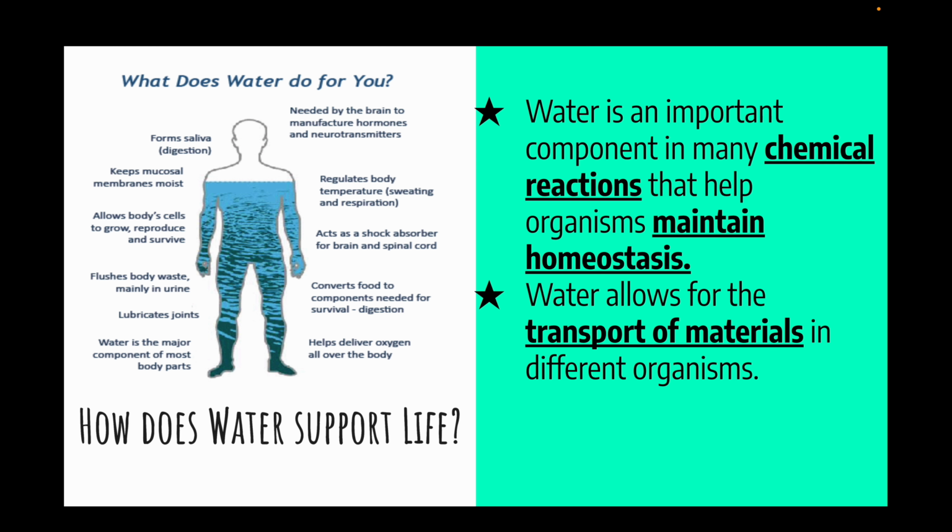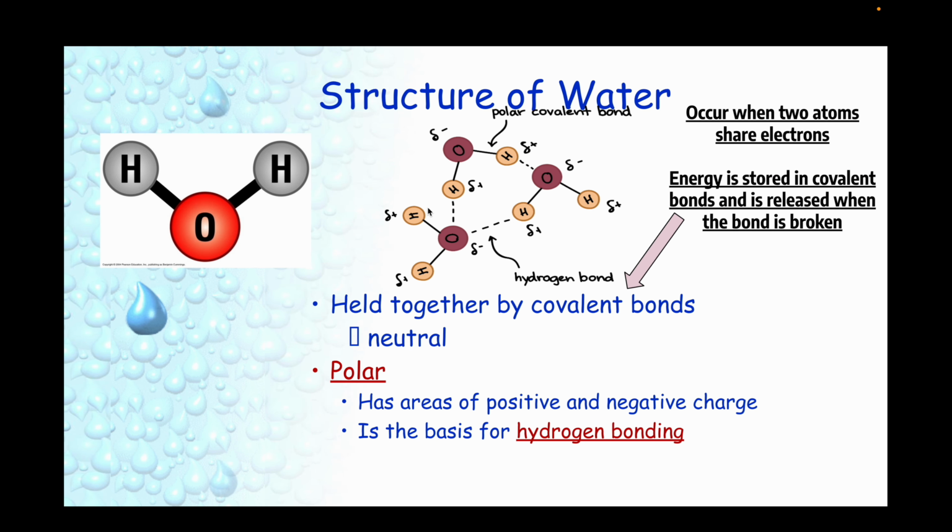And so water allows for the transport of materials in different organisms. So for example, in animals, blood is mostly water carrying nutrients, oxygen, hormones, and other waste products throughout the body. And in plants, water moves from roots to leaves through the xylem, and it carries dissolved minerals and nutrients. So all of these functions are only possible because of water's unique chemical properties that all trace back to hydrogen bonding. So we're going to talk about that in a second.